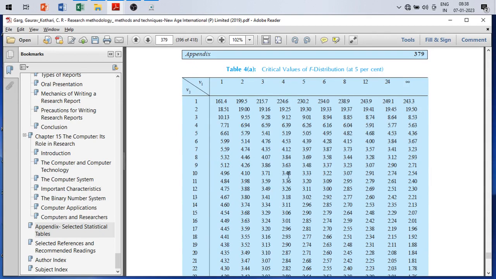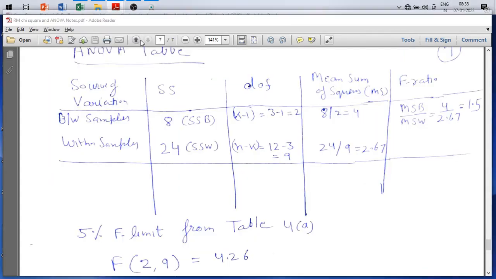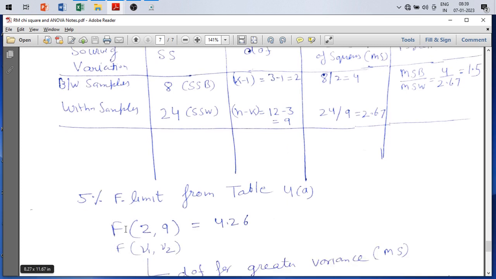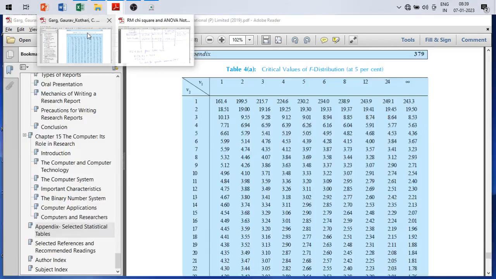And then we'll read some critical value from the table. Let us see how that is done by referring to our example. Here we had 2 degrees of freedom. Degree of freedom for between samples was 2, and degree of freedom within sample is 9. So one is 2 and the other is 9. Okay, so we have to read the value of F corresponding to 2 and 9. But is it going to be 2 and 9 or 9 and 2? Let me show you what I mean.